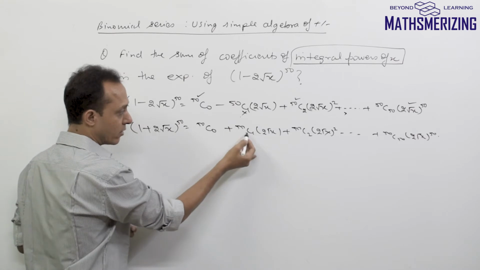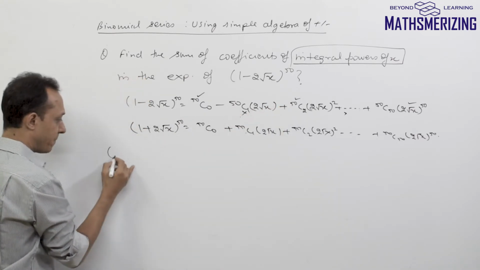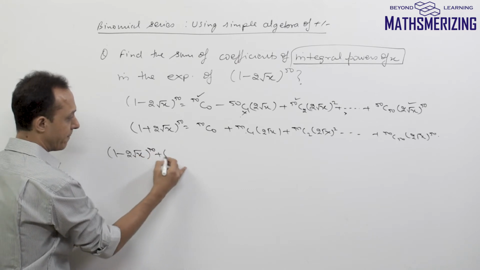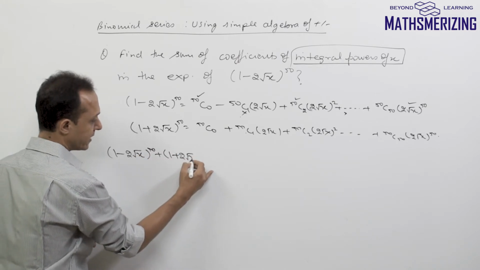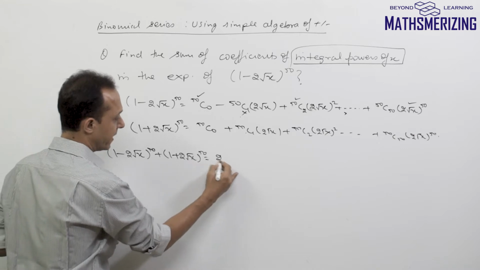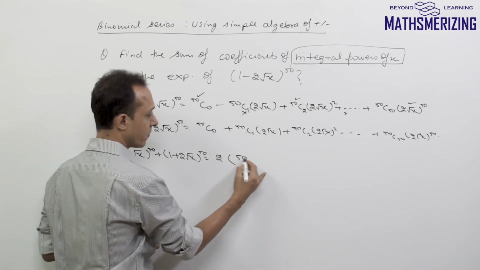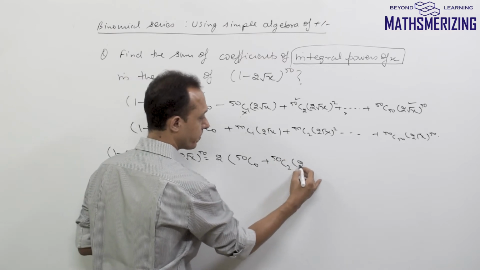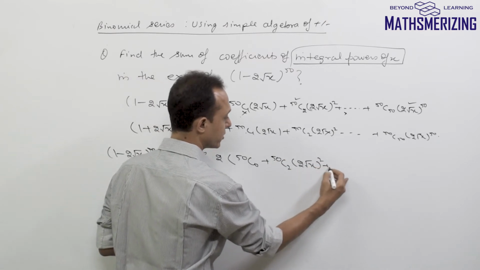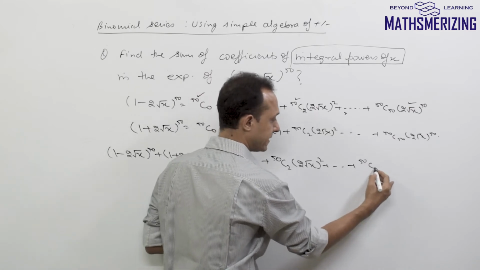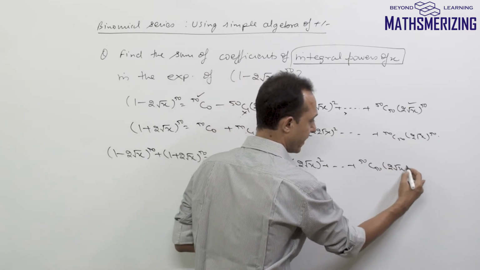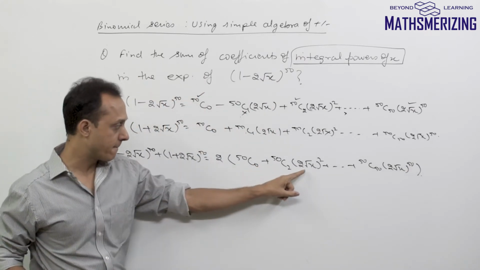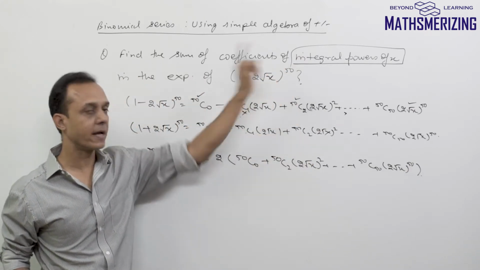Now I need to cancel out these terms, so I'll add them up. If I add them up, I'll write (1 - 2√x)^50 + (1 + 2√x)^50. So I'm left with 2[50C0 + 50C2 (2√x)² + ... + 50C50 (2√x)^50]. So now I have this series where all the powers of x are integral.